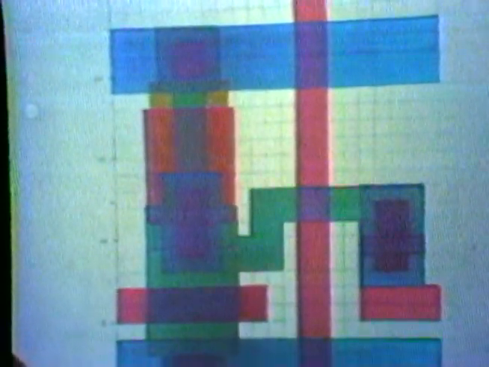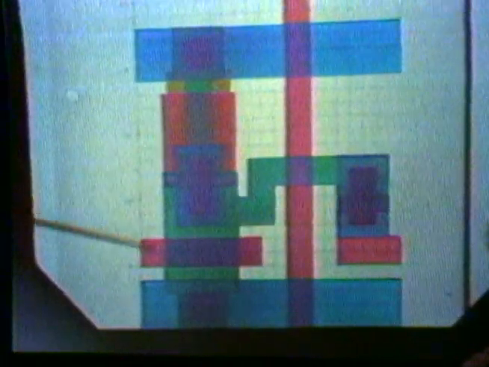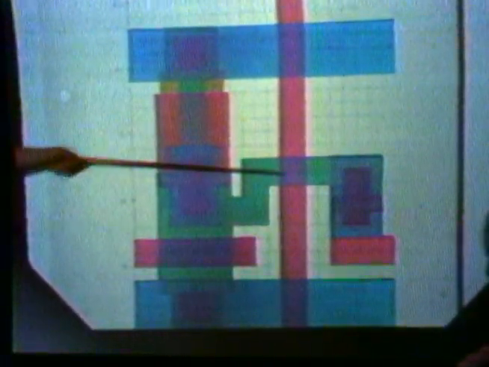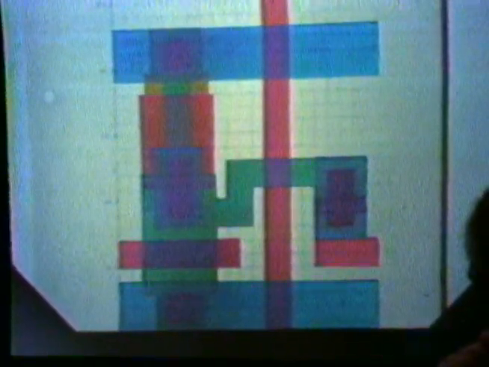Okay, you'll notice this has this wide blue line, which is the power line connected to this pull-up transistor. It has this wide blue line on the bottom, which is the ground line. It's connected to this pull-down device. This is the control gate where the horizontal green line crosses the vertical red line, which is the control line. Okay, this is just a very simplest cell.